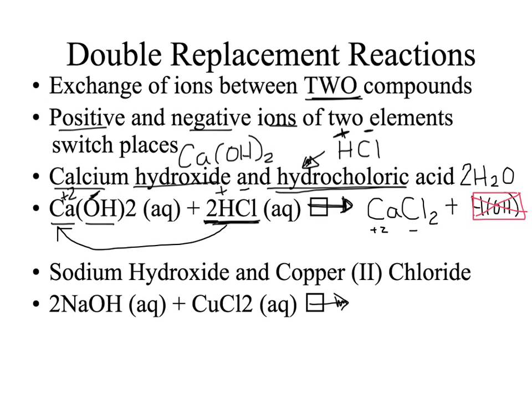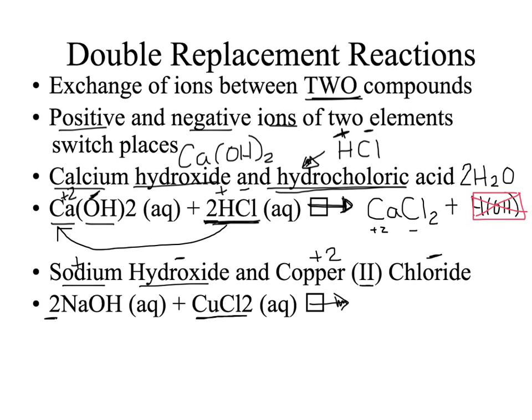Go ahead and pause the video here. Try the next one on your own. And again, it's starting to be balanced for you because you've already got the 2 in front, but what we have is sodium hydroxide. Sodium has a positive charge, hydroxide has a negative charge, so the compound is just NaOH. And then copper, remember that the 2 here means it's got a positive 2 charge to it. Chlorine has a negative charge to it. So my compound for copper(II) chloride is going to be CuCl2. Go ahead, try the reaction and try to balance it on your own.